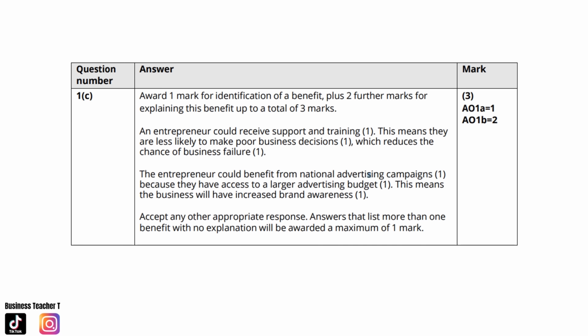Now for this answer, you are awarded 1 mark for identifying the benefit, plus 2 further marks for explaining this benefit, and that's using your strands. So an entrepreneur could receive support and training, that could have been one of your links. This means they are less likely to make poor business decisions, which reduces the chance of business failure. Or the entrepreneur could benefit from national advertising campaigns because they have access to a larger advertising budget, and this means the business will have increased brand awareness. So hopefully you can see that there's a chain of analysis there.